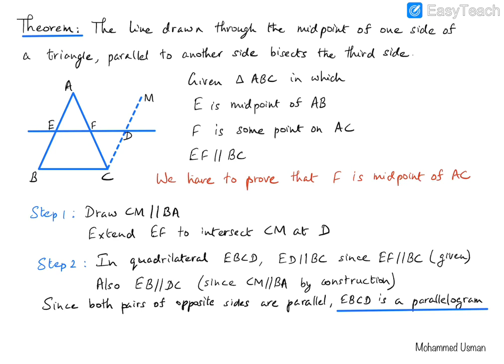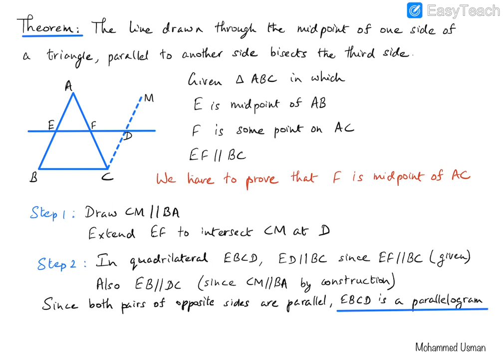Okay, so to do that, we'll do it in 3 steps. The first step is to make a construction which will help us perform this activity. So the first step is we'll draw this line CM parallel to the line BA. So CM is an extension we have made parallel to BA, and we extend F to intersect the line CM at D. So the line EF has been extended until it intersects with CM at the point D.